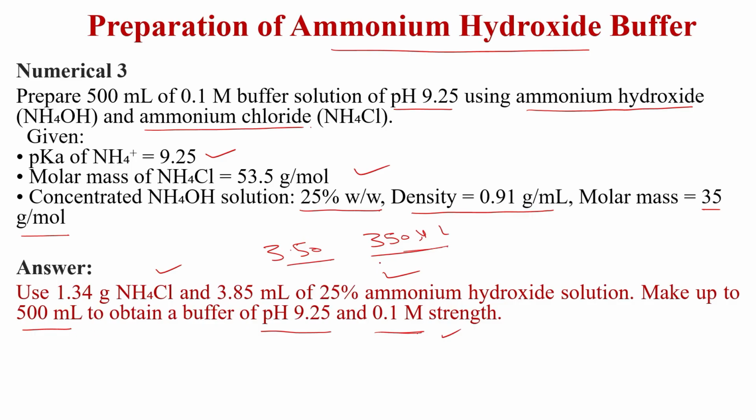So say you are preparing initially 400 ml, and then use ammonium hydroxide solution to adjust the pH to 9.25 and finally make up the volume to 500 ml, you will have ammonium hydroxide buffer of strength 0.1 molar. Okay, so in this way we are preparing the buffer solutions.